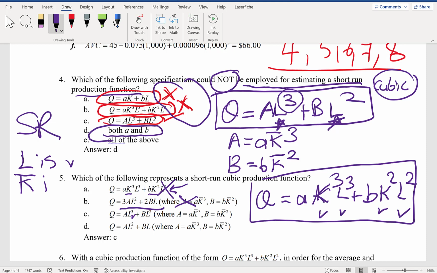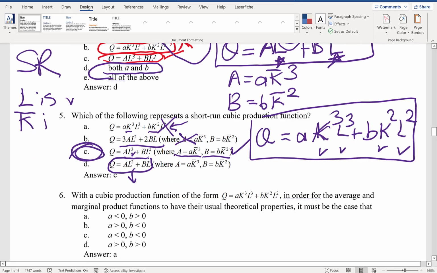Okay, so cubic, third power: capital A times L raised to the power 3, and capital B times L raised to the power 2, with A defined as this and capital B defined as this. That's correct. This one is not correct because it is not cubic, it's quadratic, second power. So the correct answer is C here. Let's go to the next question.